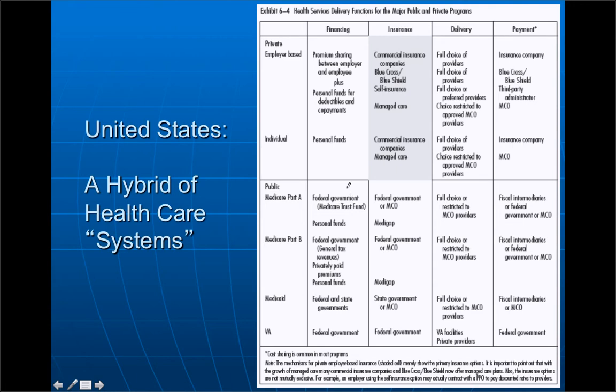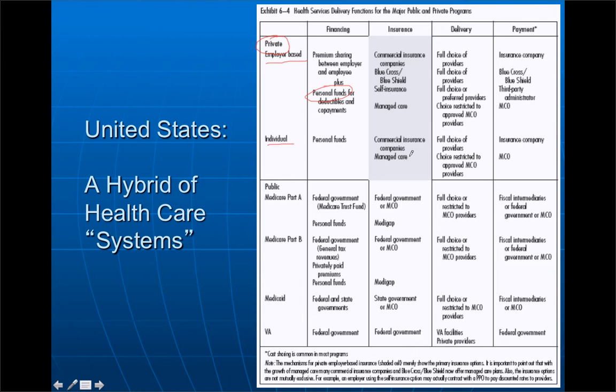So what does the United States system look like? Well, we're really a pluralistic or hybrid system of healthcare systems, if you will. We have a private system, and typically it's employer-based, or individuals can buy these insurance plans. The financing, usually employer and employee share the premium costs. There's a lot of out-of-pocket costs for deductibles and co-payments, or an individual buys it themselves. The insurance is commercial insurance, might be managed care.